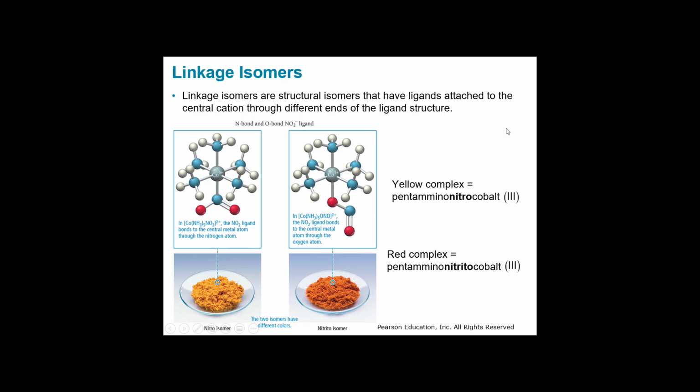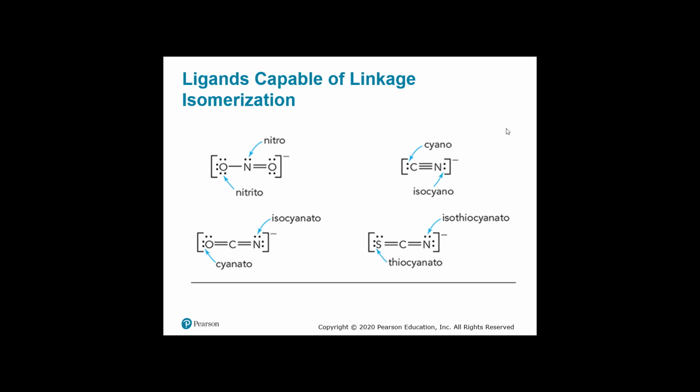So these little differences of ligands and how they are oriented towards the metal, the names tell you which way it is bonded to it. And again, it's one of those fun things that you're just expected to know. Okay, so ligands capable of linkage isomerization, and here's a list of them. A couple of them you can see with nitrito. That means it is bonded through the oxygen, a lone pair on the oxygen. When it's nitro, it's bonded through the nitrogen.